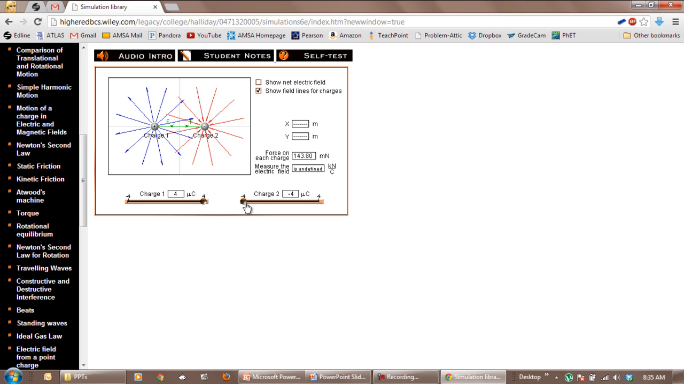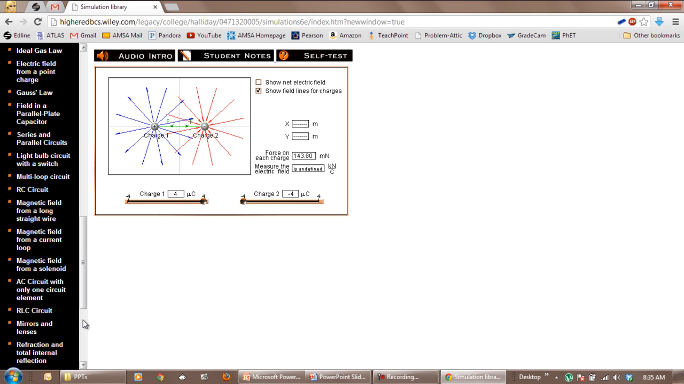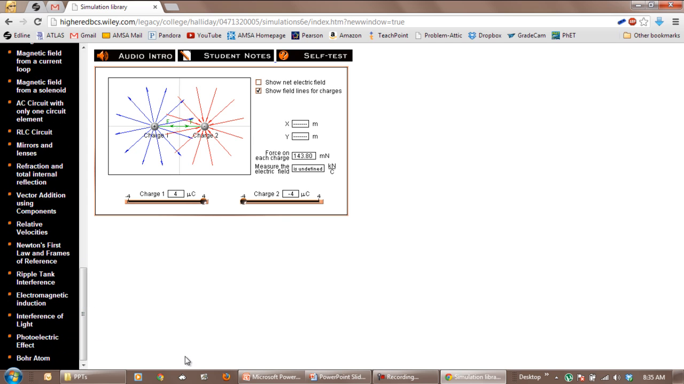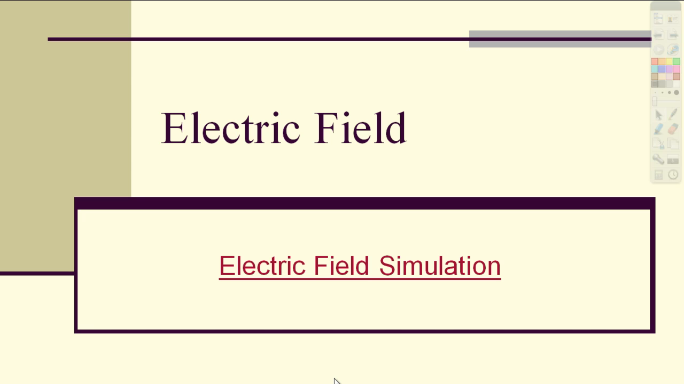So you can use this to compare. You can see the net force on each charge, and all the other kinds of stuff. You can measure the electric field with like a 4 microcoulomb charge. And feel free to check out any of these other cool little applets over here. Back to the PowerPoint though. Get my pen ready.